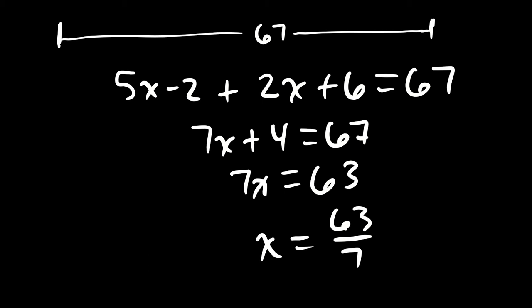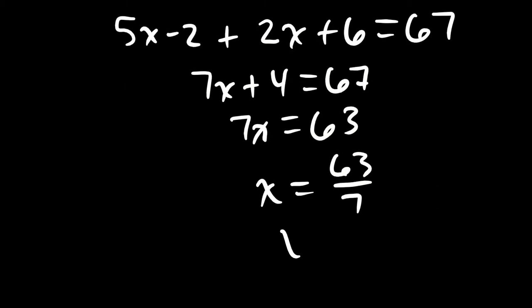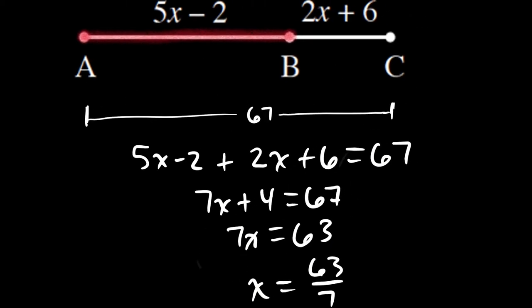I don't think that's divisible, not nicely anyway. 63 over 7 is, oh, Robert, you're kidding me, right? 9 times 7, 63. Yeah, this is 9. So x is 9. Now, let's go back up and look at what question I was asked.